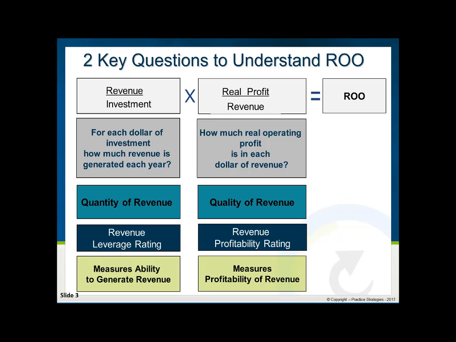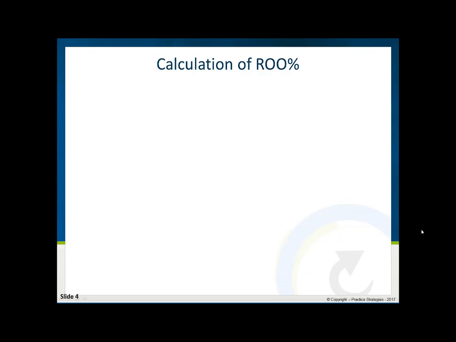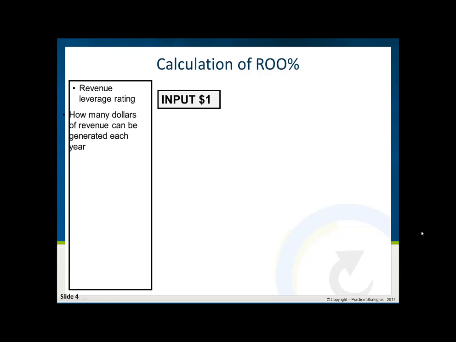Real profit divided by revenue is a quality of revenue measure. It tells you how many cents of profit are in each dollar of revenue, and it is called your profitability rating. Let's have a look at that same concept mathematically. If we put $1 of revenue into a business, we're going to challenge some questions. How many dollars of revenue can be generated each year for each dollar of invested capital?